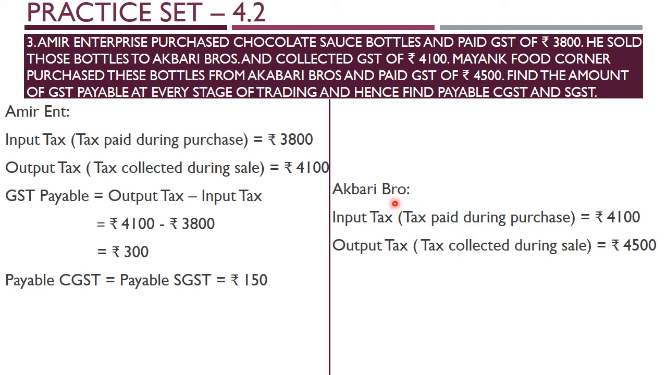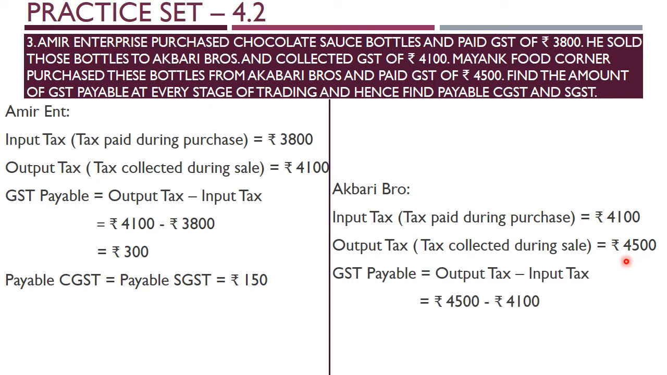Next, output tax, that is tax collected during sale. Now Akbari Bros sold those bottles to Mayank Food Corner. So while sale, Mayank Food Corner is paying a tax of 4,500. So GST payable will be output tax minus input tax credit, that is 4,500 minus 4,100. So that would be rupees 400. So in the second transaction, the payable GST is rupees 400, wherein half of it is central GST and half of it is state GST. So both those values also we have to write, because they have asked us to find both. So payable central GST is equal to payable state GST is equal to rupees 200 each.